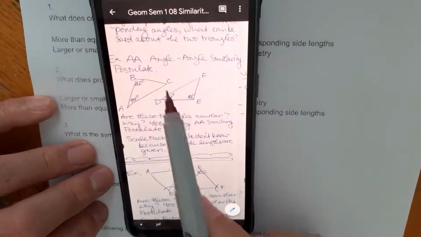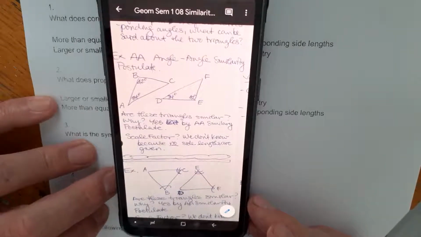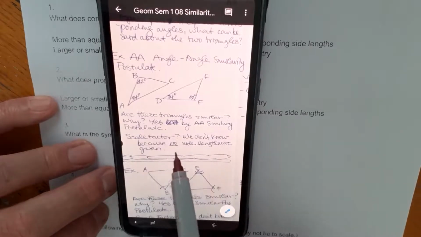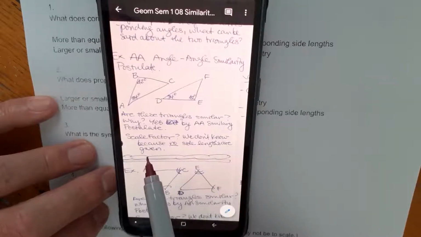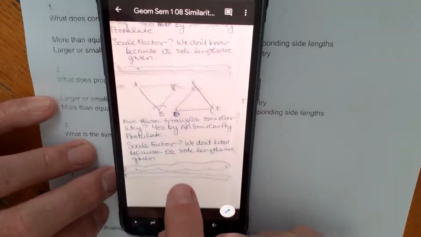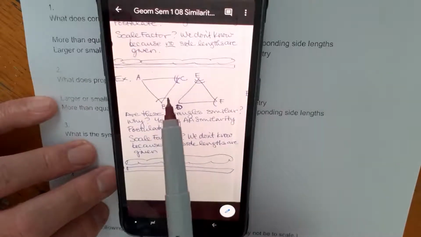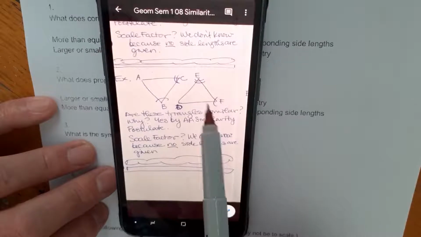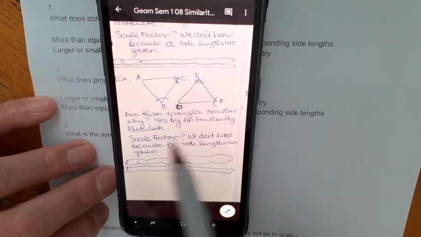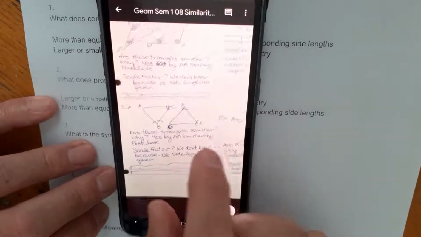Now, if the side lengths happen to be all the same also, we would be able to say they are congruent. But at the very least, we can say they're similar right now. So scale factor, we don't know because there's no side lengths. No side lengths are given, right? So we don't know what the scale factor is between them, but we do know they're similar according to the Angle-Angle Similarity Postulate. So here's another example. Here's 1 tick mark, 1 tick mark, 2 and 2. That tells us angles correspondingly are the same on two different shapes. Are these triangles similar? Yes, because of the Angle-Angle Similarity Postulate.